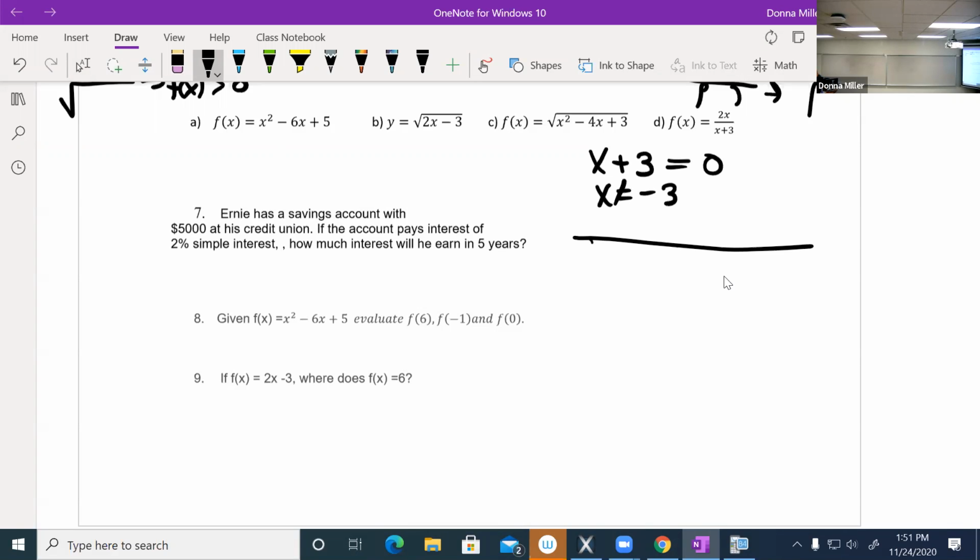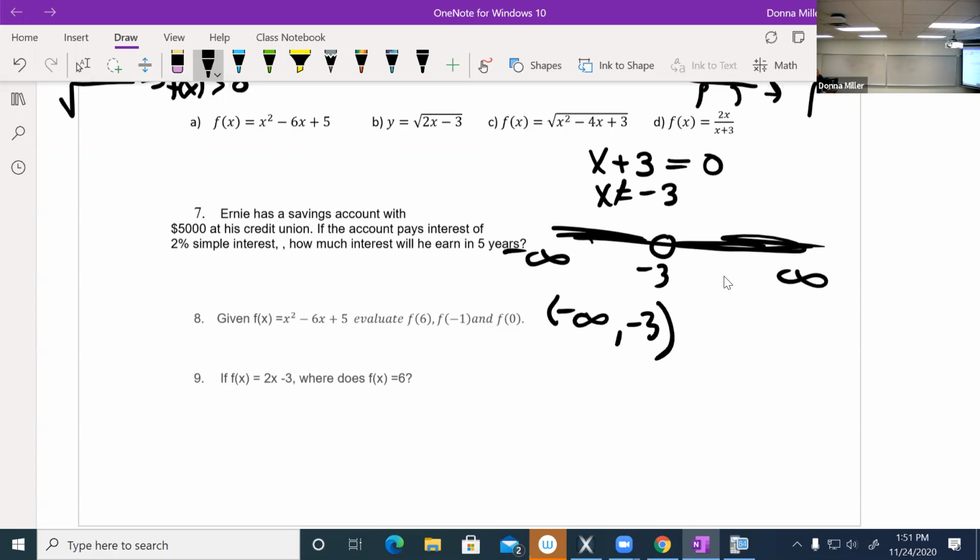And if you have trouble with how to write that in interval notation, here's negative 3. It can be everything below it and above it. So I have two intervals here. My first interval goes from negative infinity to negative 3 with a round bracket because we don't want to include it. And the second interval goes from negative 3 to infinity. That's how I write everything but negative 3.